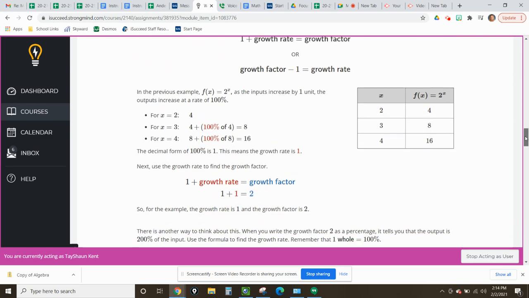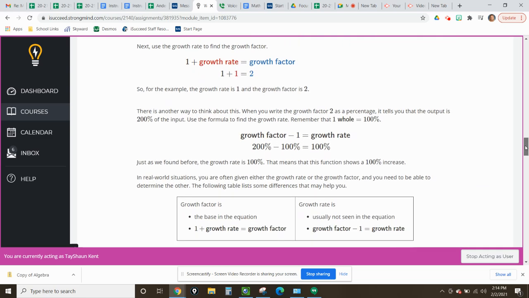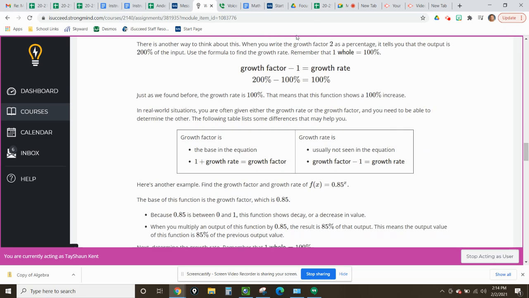So that's one example there. There's another way to think about this. When you write the growth factor of 2 as a percentage, it tells you the output is 200% of the input. Use this formula to find the growth rate. So this is just the other way around. The growth factor minus 1 equals the growth rate. So 200% minus 100% equals 100%. So you can do it either way.